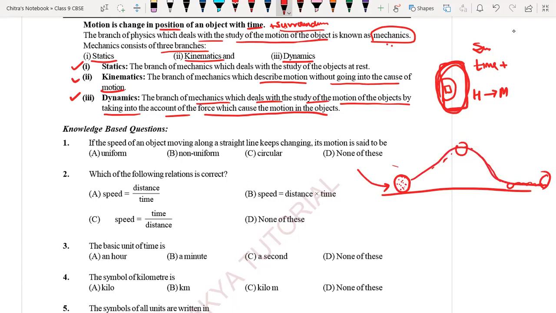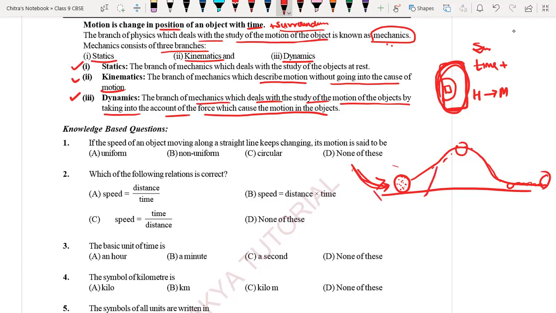Understanding, discussing and describing the motion is called kinematics. But how does that motion happen? Because you kicked it, which means you are applying force on the football. So motion along with the force which causes the motion will be studied together.